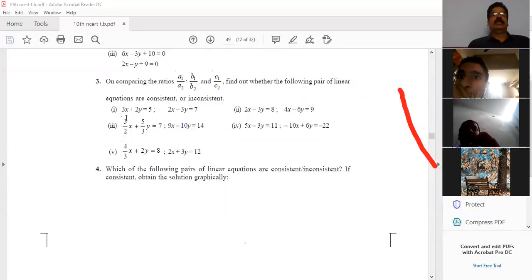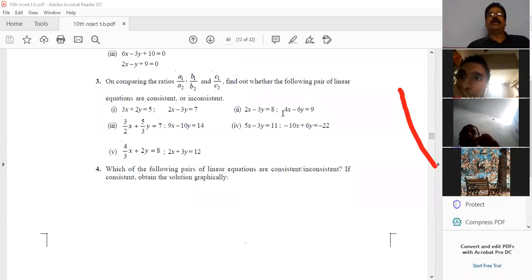First one: 3x plus 2y equal to 5, 2x minus 3y equal to 7. You can write horizontally, that also is no problem. A1 is 3, A2 is 2, B1 is 2, B2 is minus 3. 3 by 2 is not equal to 2 by minus 3. What can you say? Consistent only. Yes, sir. Consistent.